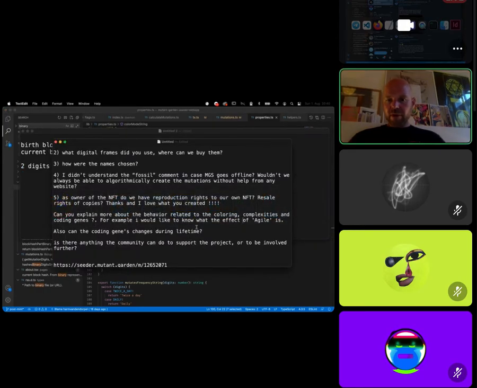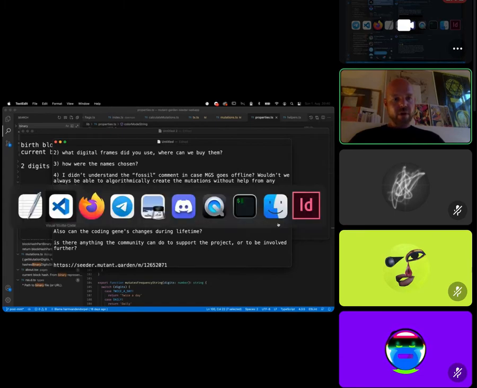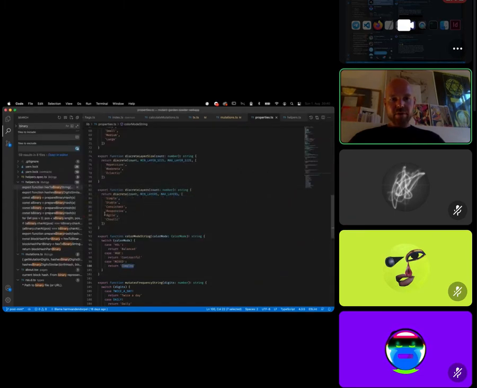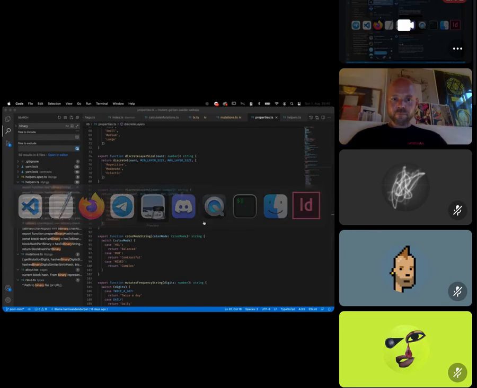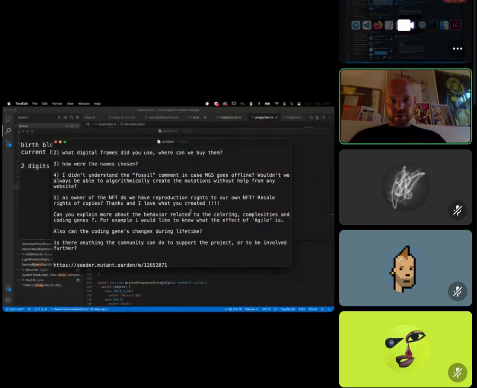So, for example, I would like to know what the effect of agile is. Agile is one of the discrete categories of the amount of layers. I would guess that would be around maybe 60, 61, 63. That would be agile. Where was I? Yeah.